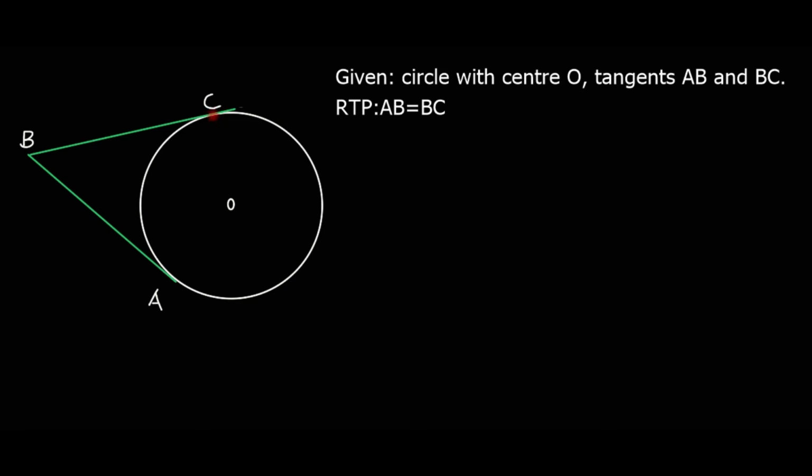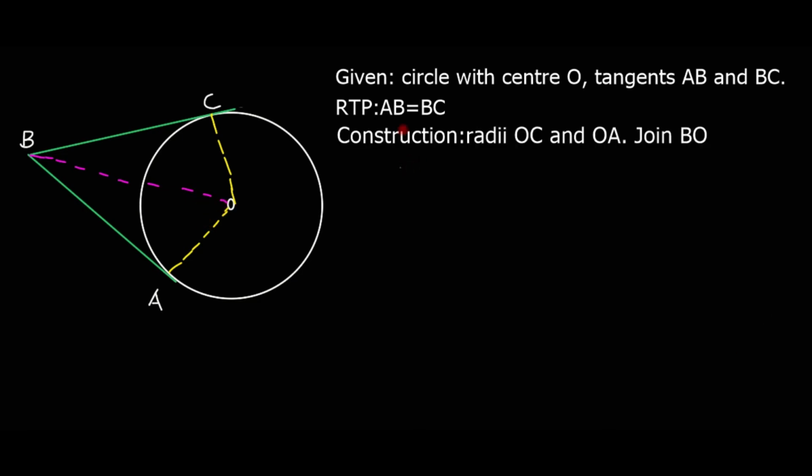I will construct a line from the circumference to the center, and then do the same thing. And then I will construct another line from this point to the center, because I want to have these two triangles. I started by constructing the radii OC and OA, and then joined BO.